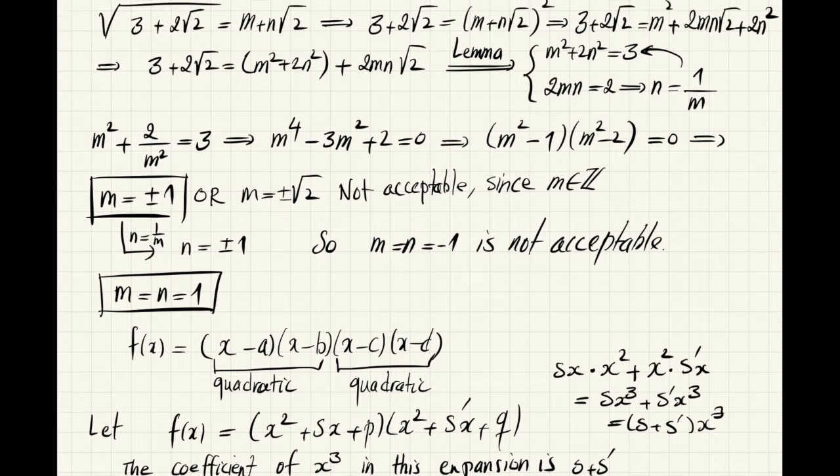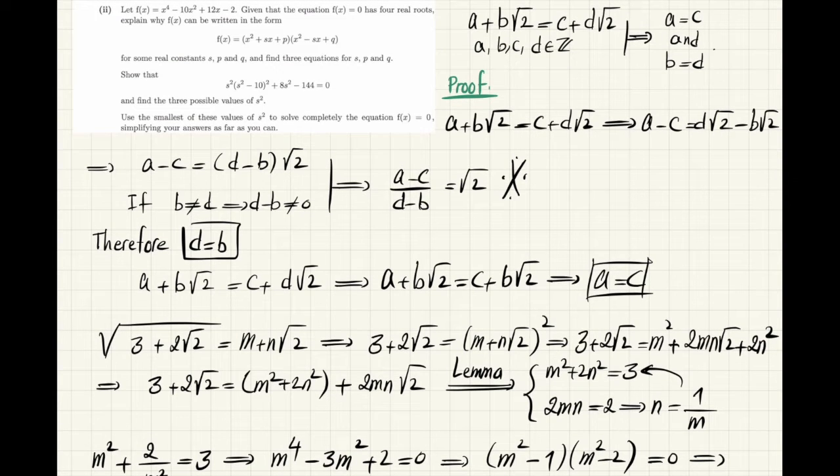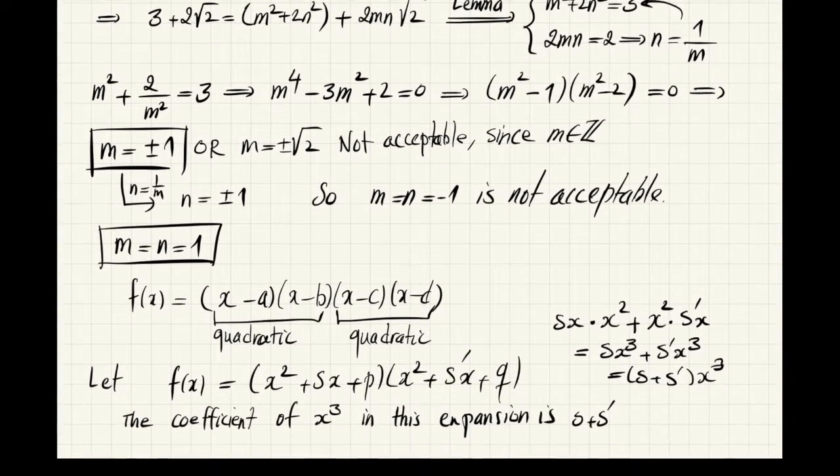On the other hand, when I go back and look at my f of x, I see that I have x to the 4 and then suddenly I have x to the 2. So it means that the coefficient of x to the power of 3 is indeed 0. So it means that s plus s prime has to be equal to 0.